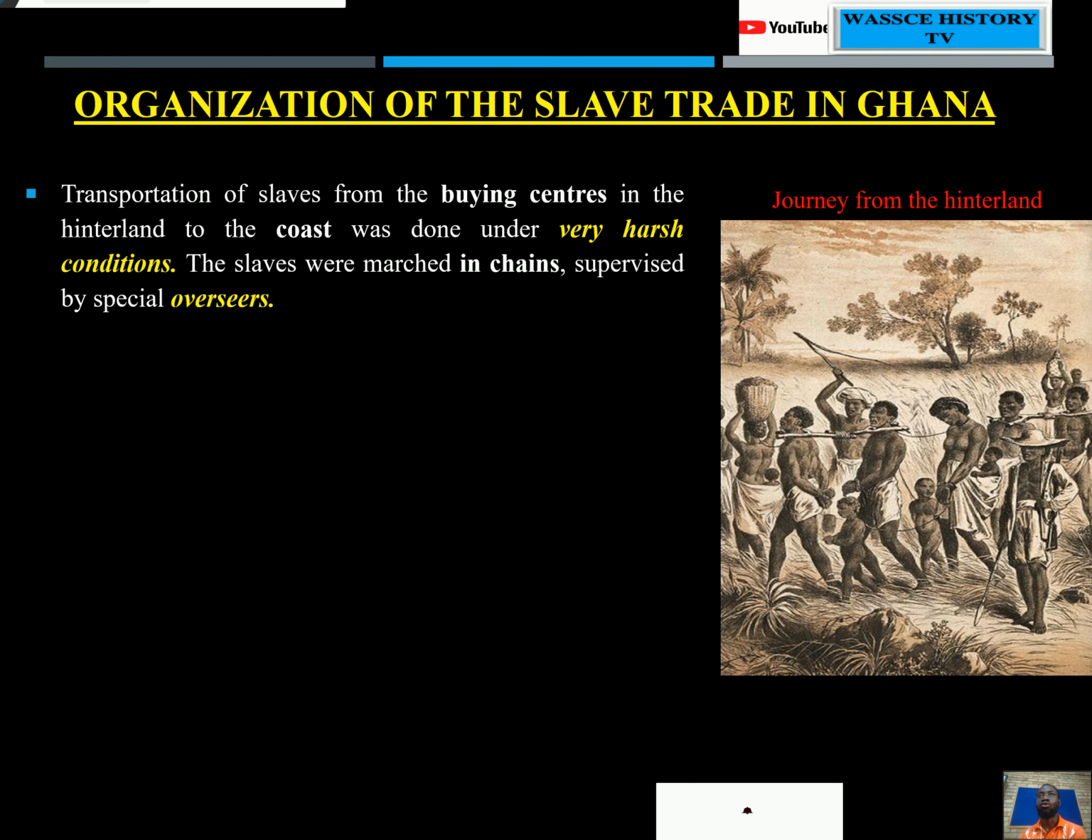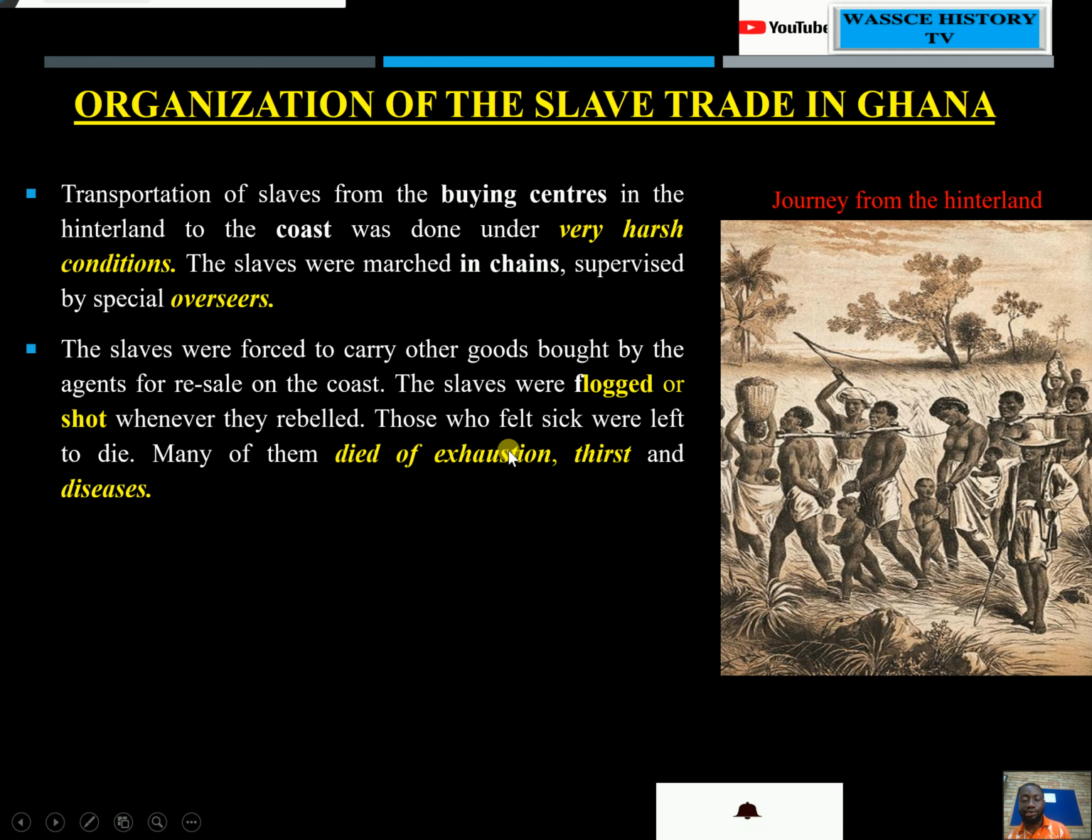Once you were a victim, either a prisoner of war, or you were raided, or kidnapped, you were, of course, resold. Slaves taken from the interior were normally transported under very harsh conditions. They were chained and supervised by special overseers, and as you have seen in the image, this is how they were brought from the interior. You could walk for days, for months, before you could get to the coast.